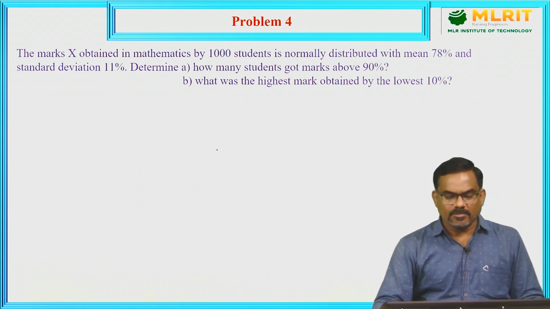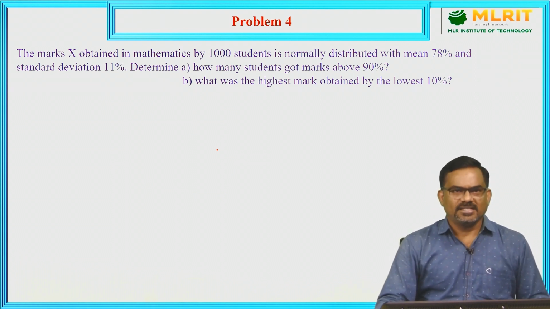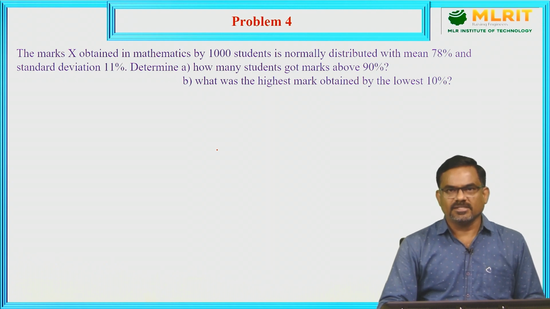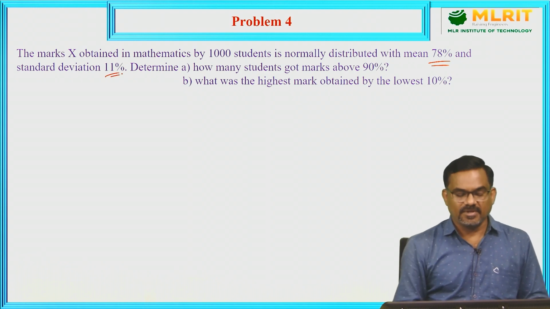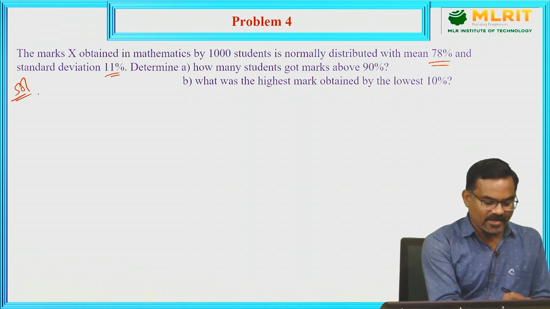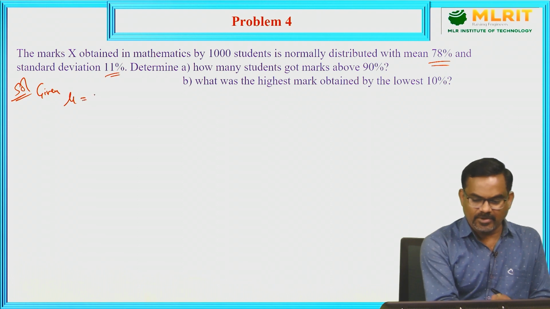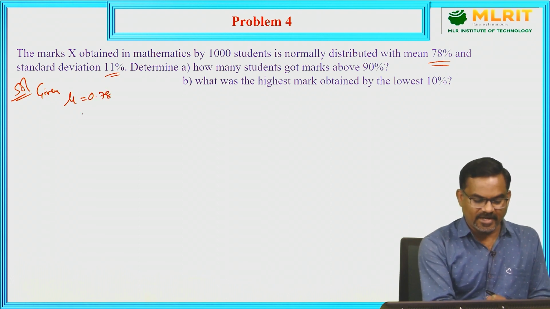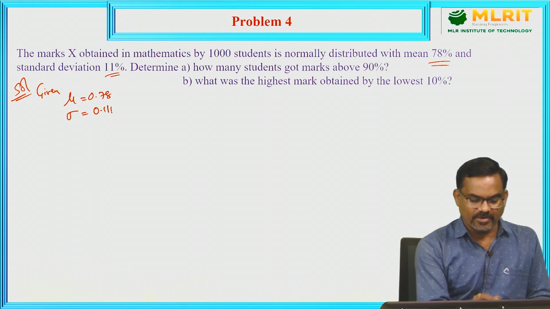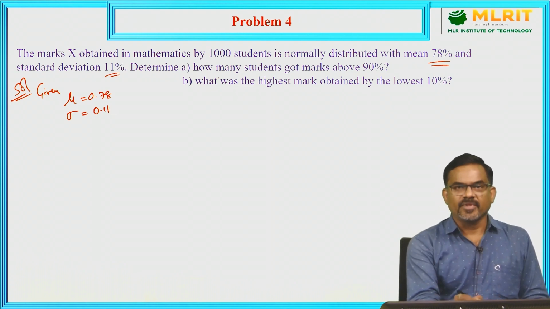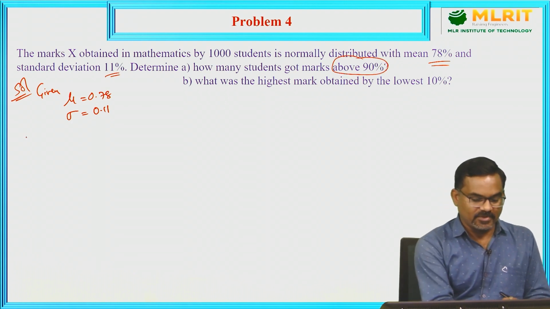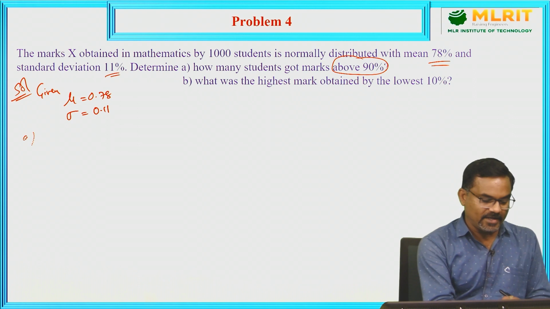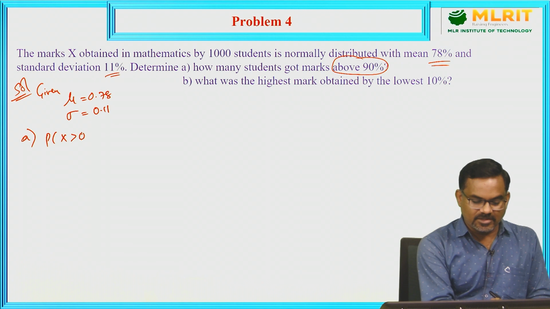Coming to the present problem, the marks x obtained in mathematics by 1000 students is normally distributed with mean 78% and standard deviation of 11%. So, the given data is mean mu equal to 0.78 and standard deviation is 0.11. Now, the question is to determine how many students got above 90% marks. So, the first question is to find the probability of x greater than 0.9.